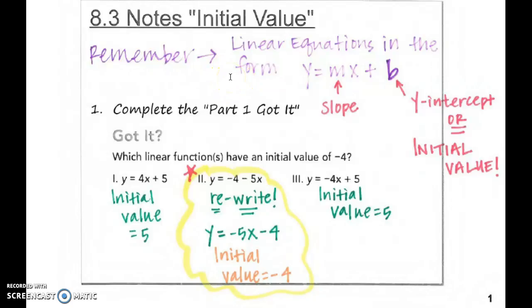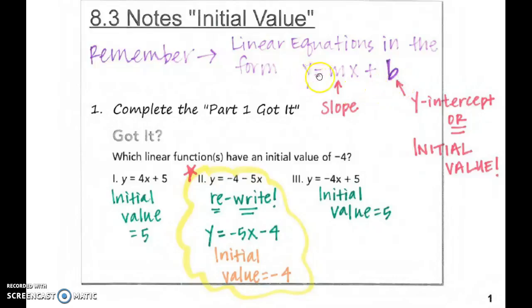But for today, we need to talk about 8.3, which is initial value. Initial value is basically the same thing as the y-intercept. So it's all going to be linear equations that we're focusing in on today, meaning they have a constant rate of change or a constant slope. And we're going to look at them in the form y equals mx plus b.